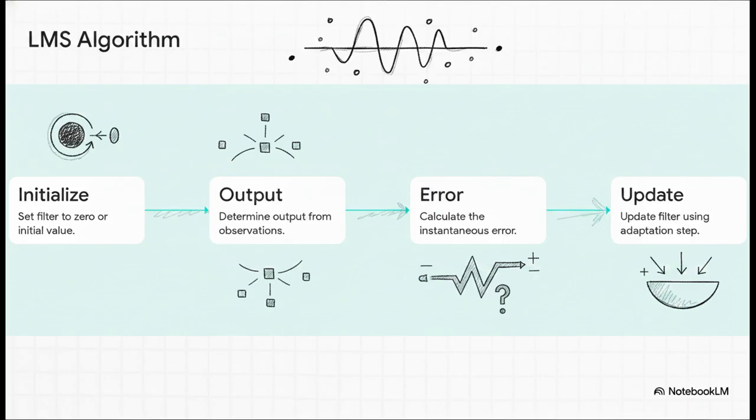Instead of needing a satellite map of the whole mountain, which is essentially what the Wiener filter does, you just feel the slope with your feet and take a step downwards. This is exactly how the least mean squares, or LMS, algorithm works. We initialize our filter, calculate our instantaneous error, and update our weights using a specific adaptation step size called mu. That mu dictates exactly how big of a step we take down the mountain on each and every iteration.